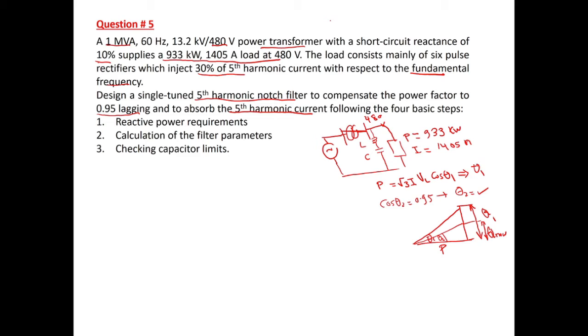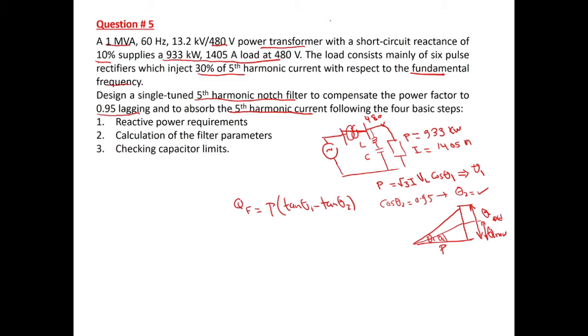And then the difference between Q old and Q new will be the Q that will be provided by the filter. So Q for the filter will be equal to Q old minus Q new, which is P times (tan theta 1 minus tan theta 2). So that will give us Q.